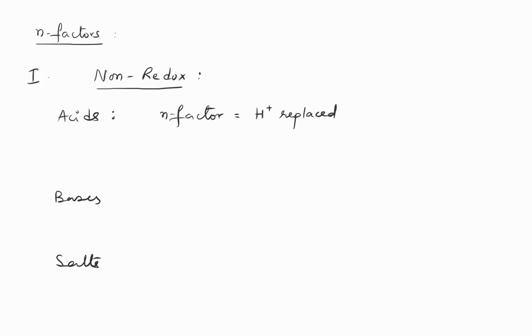Now sometimes in a reaction, all H pluses are not replaced. So be careful. Example, H2CO3, when you make it react with NaOH, and if I write the product as NaHCO3, in that case, your N factor would be 1 and not 2. If I don't give you this reaction and I generally ask you what is the N factor of H2CO3, then you should say the answer as maximum number of H plus replaced.